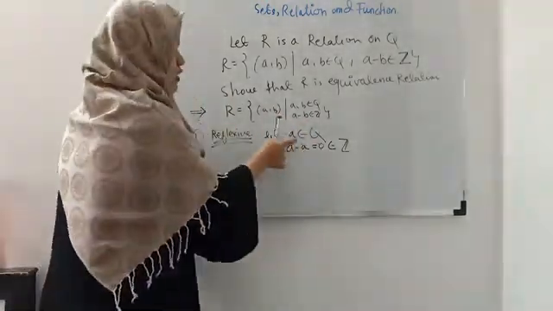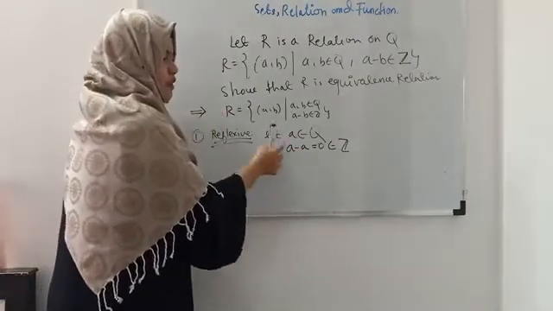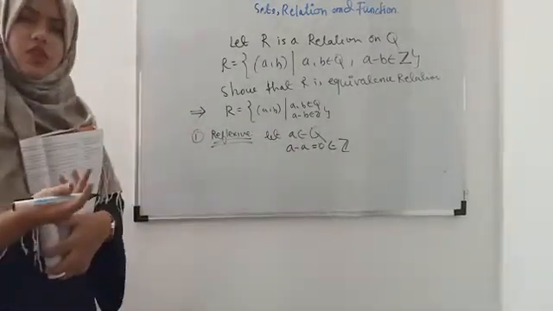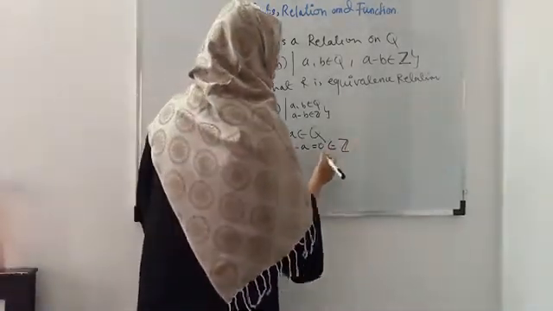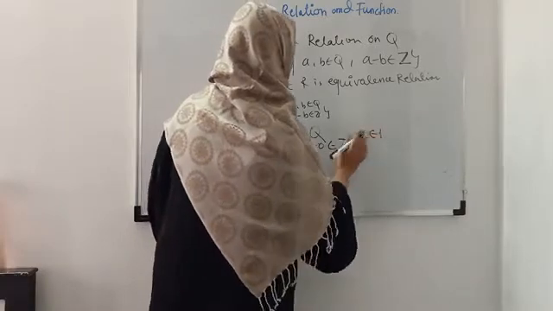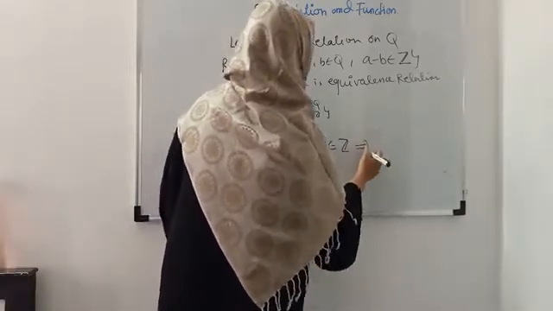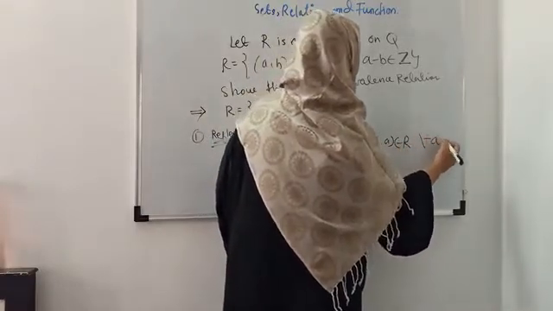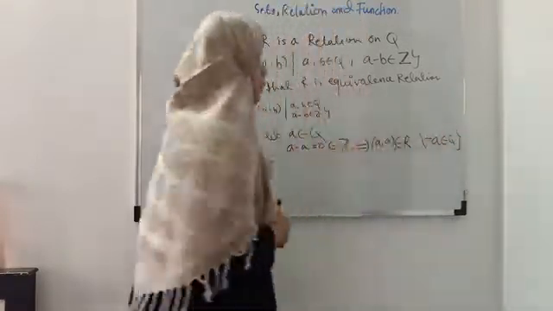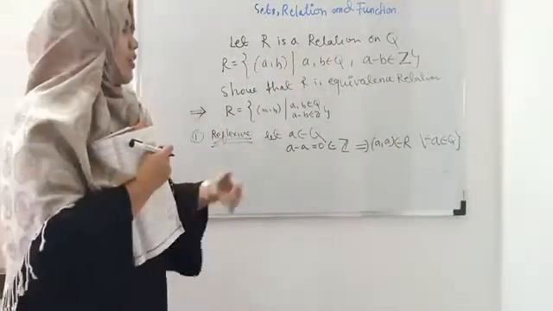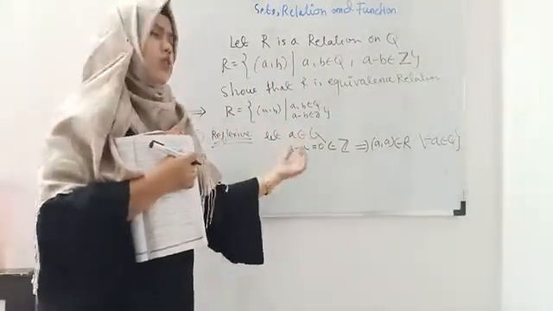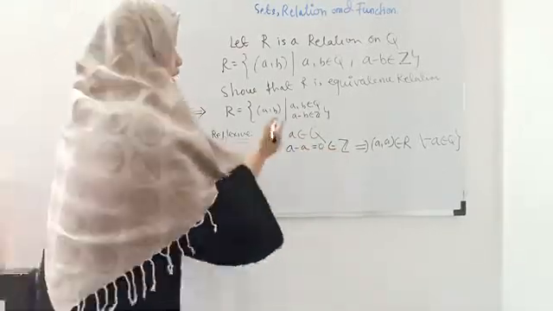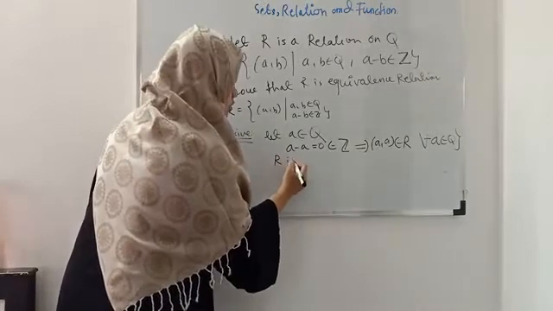So if you take b, c, any element from Q, the condition for an element to belong to R is that its subtraction should be an integer. Here a minus a is 0, which is an integer. So this implies (a, a) belongs to R, and this will hold for each element in Q. We took a randomly, so for any element, its subtraction with itself gives zero, so it will be an integer. That means this R is reflexive.